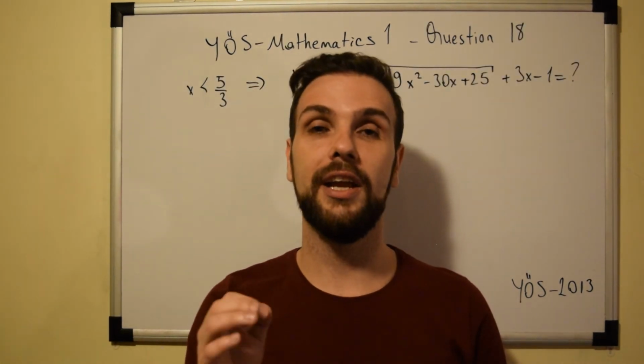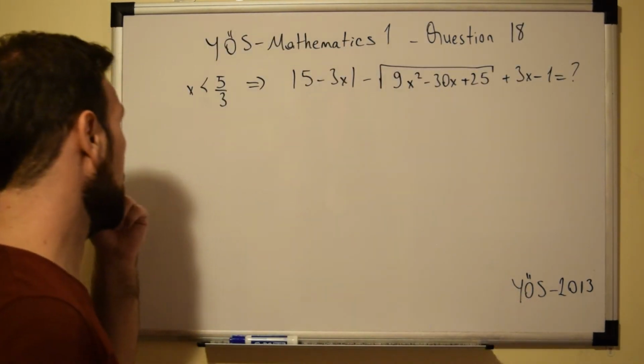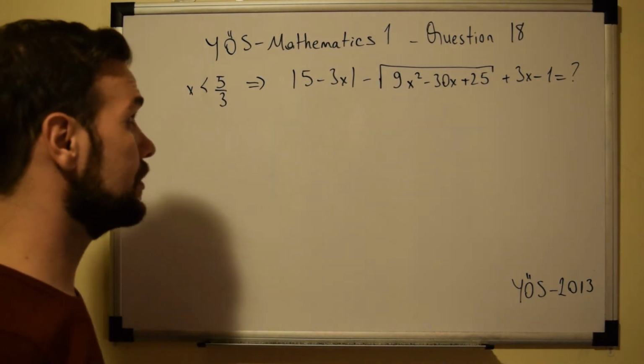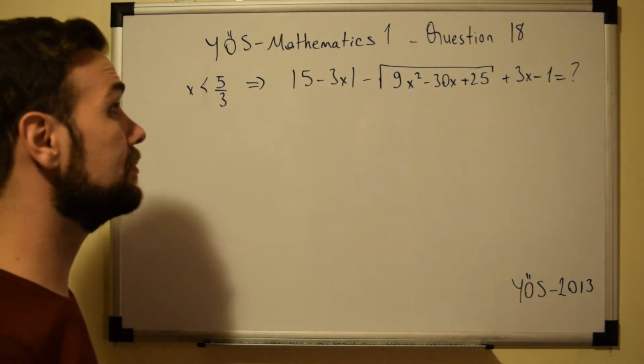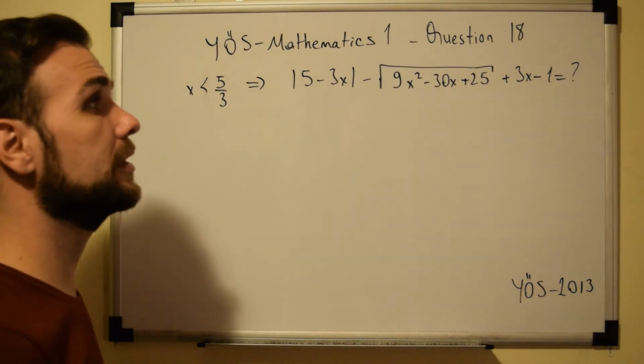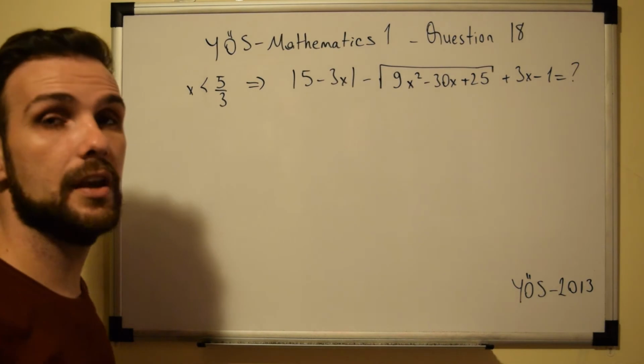Welcome to question number 18. In this question we have, if x is less than 5 over 3, what is the value of the absolute value of minus 5 minus 3x, minus the square root of 9x squared minus 30x plus 25, plus 3x minus 1?